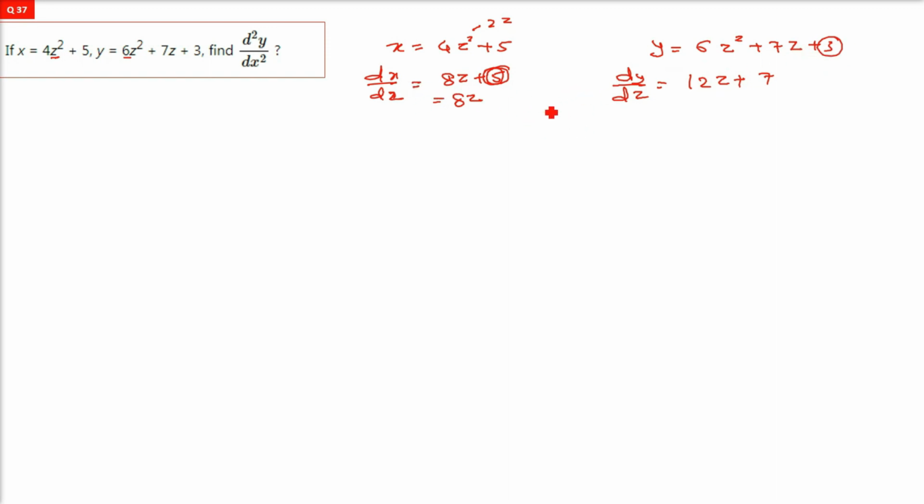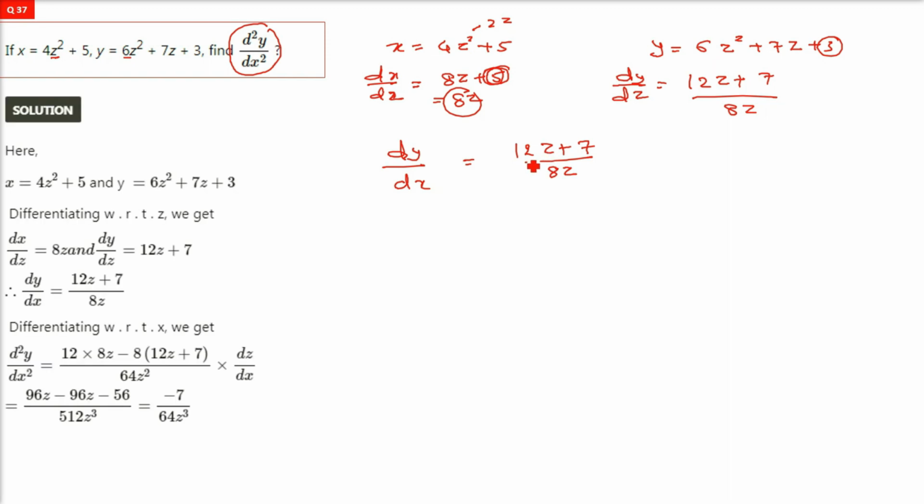Now we need dy by dx, that is y1 or y dash. So dy by dx can be computed by dividing dy by dz and dx by dz. Okay, dy by dz divided by dx by dz is nothing but dy by dx. So 12z plus 7 divided by 8z. So we have to differentiate it again. Those who want to do it by themselves, there is just a reference I have given, and those who want to continue, let us see.